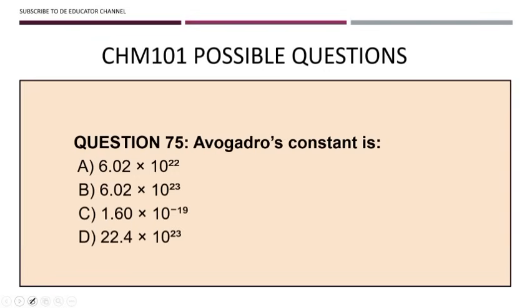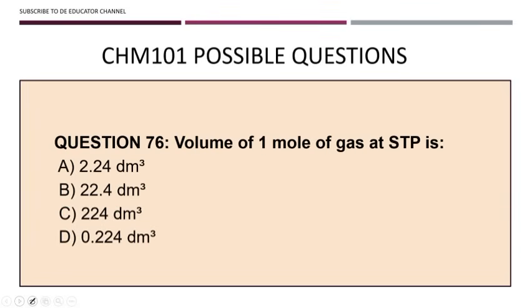75. Avogadro's constant. This one is very easy. You should know this Avogadro's constant: 6.02 times 10 raised to 23. 76. The volume of 1 mole of gas at STP. You should know this also, which is 22.4 liters. You know, a liter is the same thing as dm cube, right?